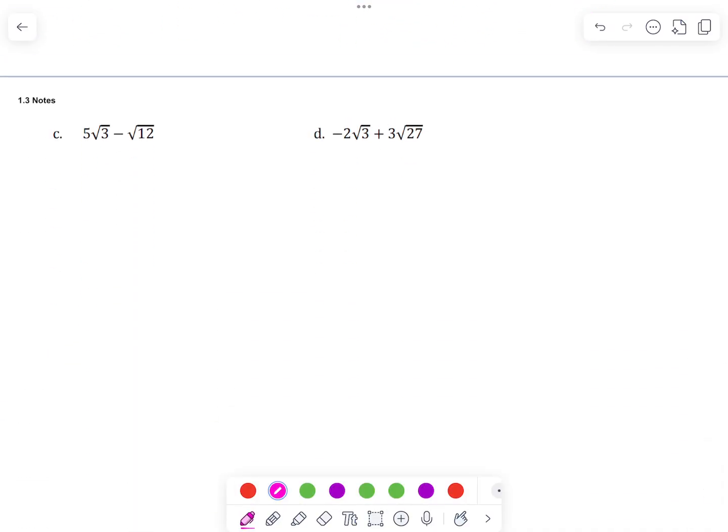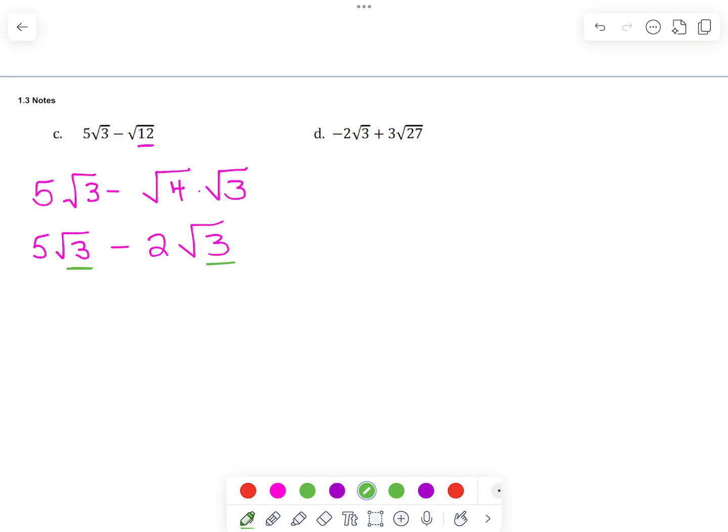All right. These next two are a little harder because they don't look alike yet, because they're not simplified. So what we do is we have to simplify that square root of 12. So we're going to use our product property first. We're going to break down the square root of 12 as the square root of 4 times the square root of 3. Not doing anything with that 5 square roots of 3 yet. And we get this 2 square roots of 3. Now notice the radicals are now the same. They're alike. So now I can combine them together.